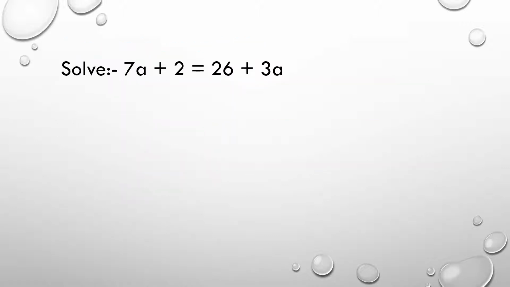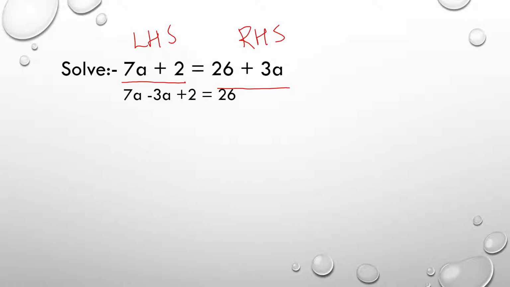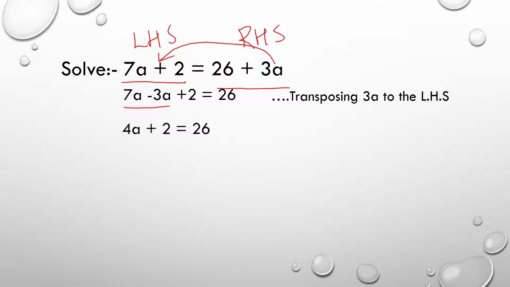Now let us solve the equation. 7a plus 2 is on the left hand side and 2a plus 26 is on the right hand side. Now we have to bring all like terms together. So 7a minus 3a, you are transposing 3a to the left hand side. So after transposing, you have to solve it. 7a minus 3a is what? 4a plus 2 is equal to 26.